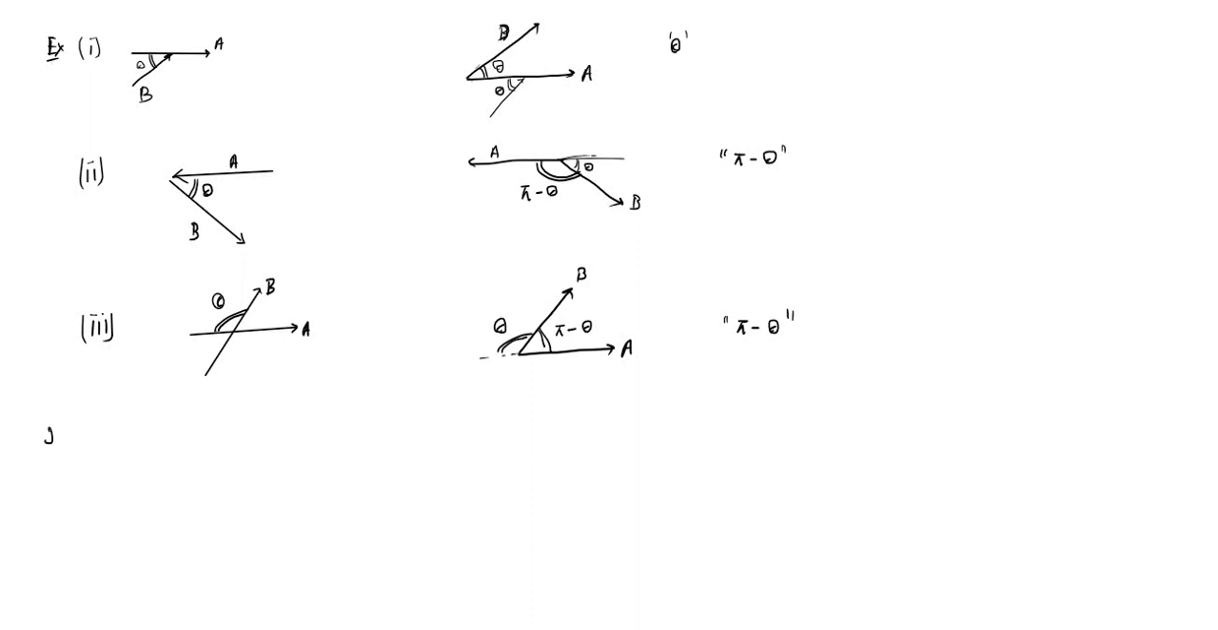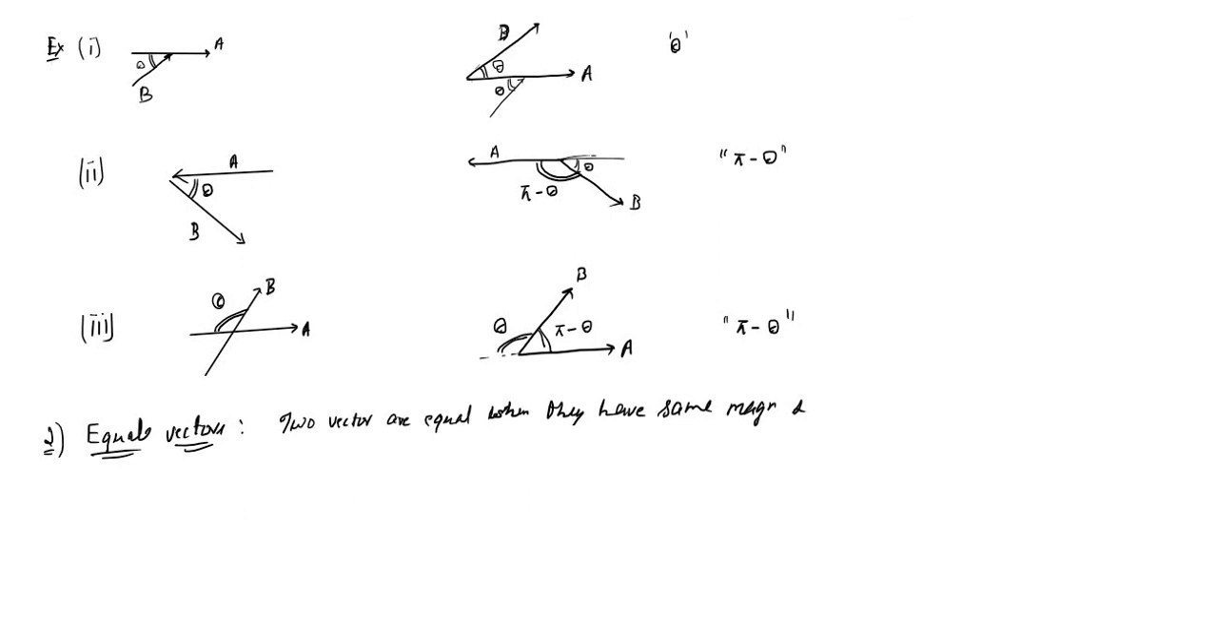Now the second important definition is equal vectors. If two vectors are equal, then they have the same magnitude as well as the same direction. So we can write that two vectors are equal when they have the same magnitude and the same direction. Now let us take two vectors. Suppose this is vector A and this is vector B. If both the vectors have the same magnitude and the same direction, that means vector A and B are equal vectors.